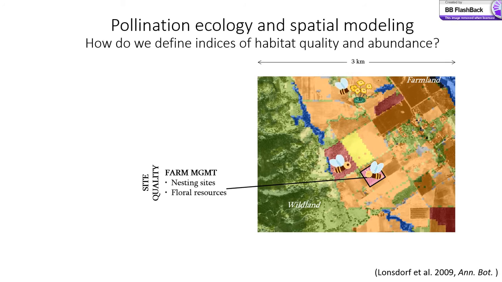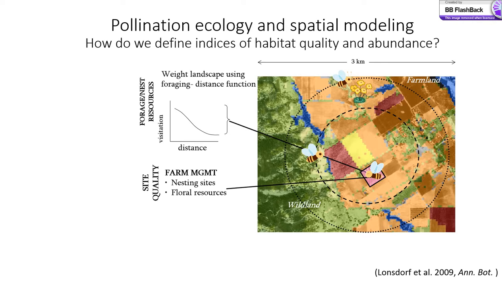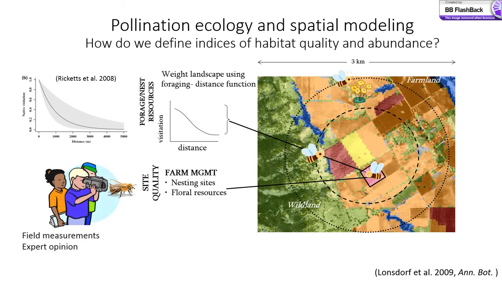So we can weight the landscape using a foraging distance function. There is a general consensus that bee visitation rate decreases exponentially with distance. So we can use this function as our forage function. The remaining problem is how we can estimate the site quality.